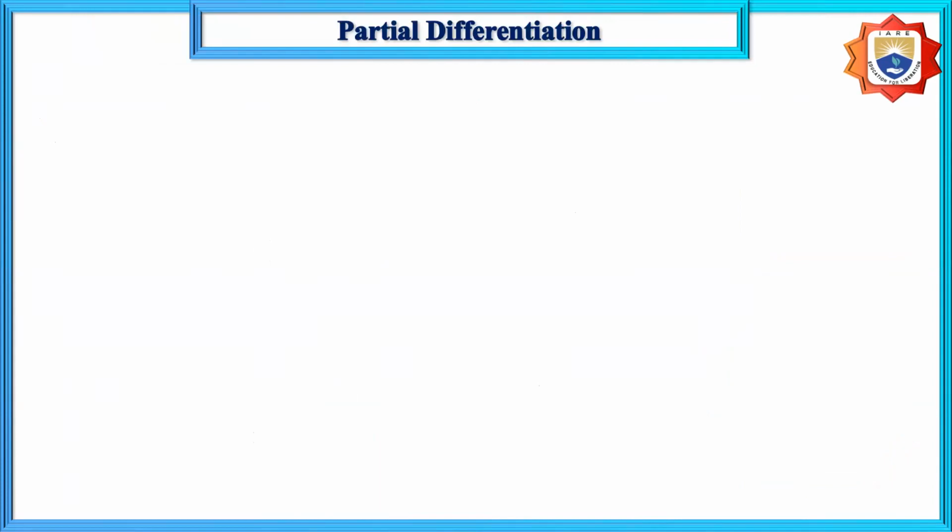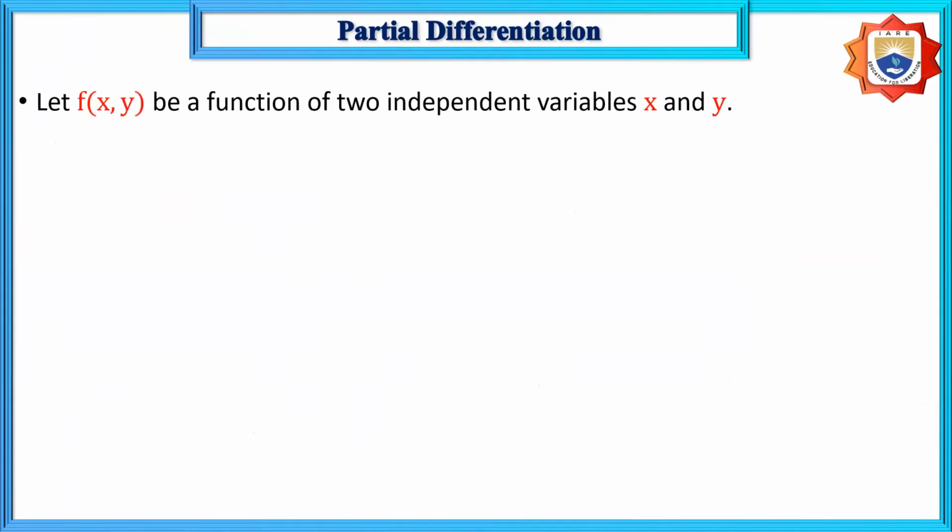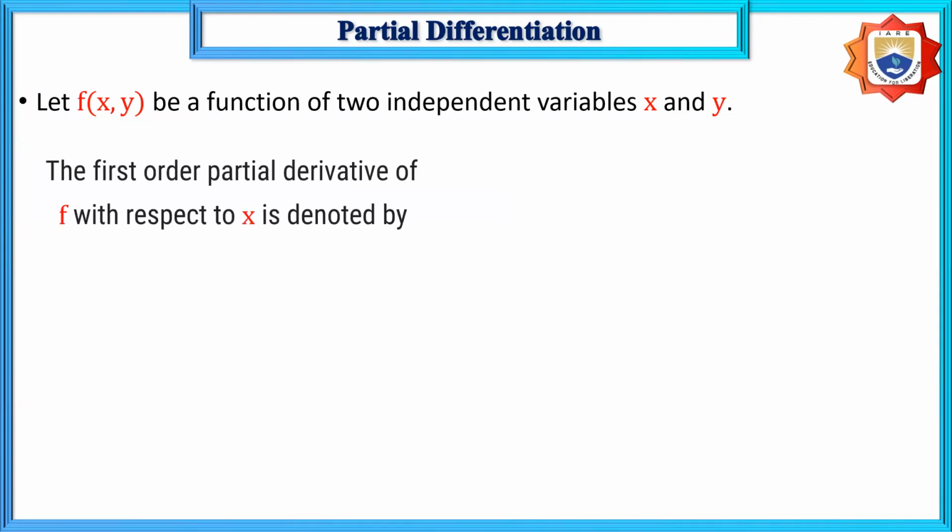See, the partial derivative, that means whenever the function is considered, let f be a function of x comma y, a function of two independent variables x and y. That means here x comma y are two independent variables. And based upon this, you need to understand the first order partial derivative of f with respect to x is denoted by the symbol fx, and this is also denoted by dou by dou x.